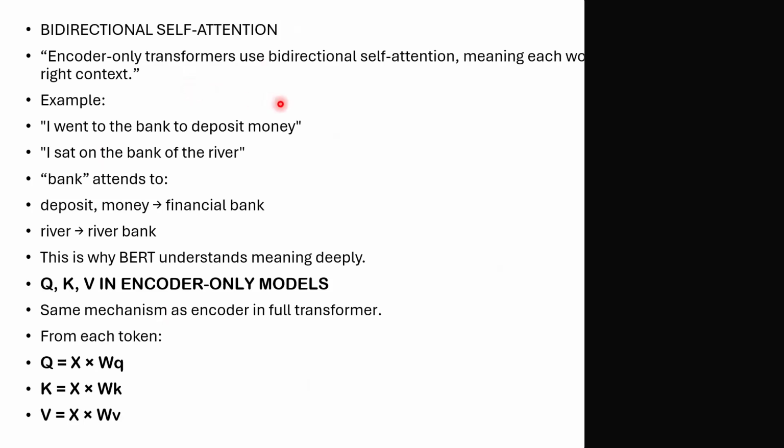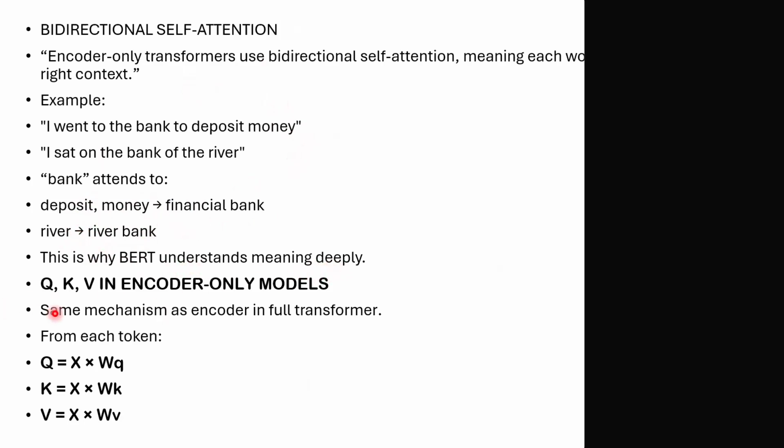So let's take an example here. "I went to the bank to deposit money." Let's take another example: "I sat on the bank of the river." Bank attends to deposit and money, so here it is a financial bank. The other indicates the river bank. This is why BERT understands the meaning deeply.